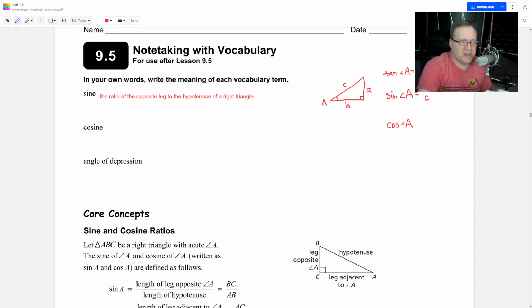Now, how do we find the cosine? Well, remember, the tangent is the two legs, the opposite leg over the adjacent leg, so A over B. The sine is the opposite leg over the hypotenuse, which is A over C. Now, the cosine is the adjacent leg, which is B, over the hypotenuse, which is C. So the cosine is going to be B over C.